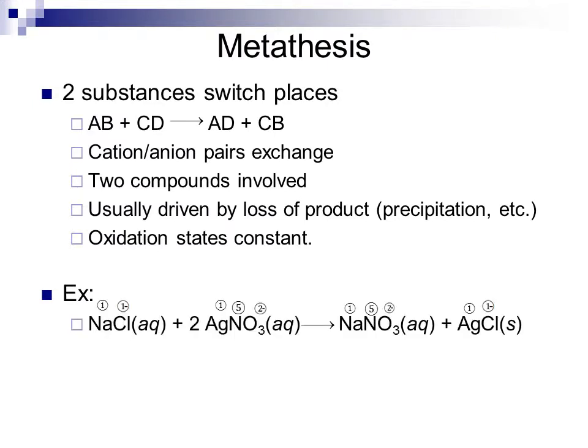An example of a metathesis reaction is the reaction of sodium chloride with silver nitrate to form sodium nitrate and silver chloride. Here we have sodium with a 1 plus oxidation state and chloride with a 1 minus oxidation state, silver with a 1 plus, nitrogen with a 5 plus, and oxygen with a 2 minus. And on the other side we have sodium still as a 1 plus, nitrogen still as a 5 plus, oxygen still as a 2 minus, and silver still as a 1 plus, and chloride still as a 1 minus. So none of the oxidation states of the individual atoms change left to right.